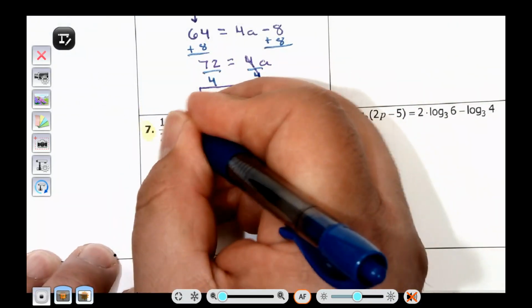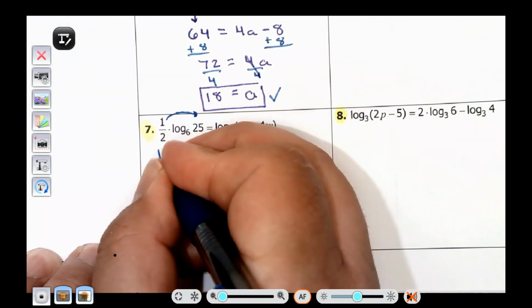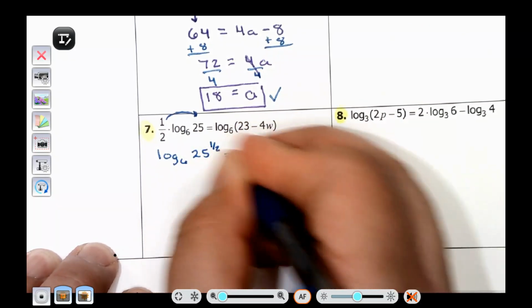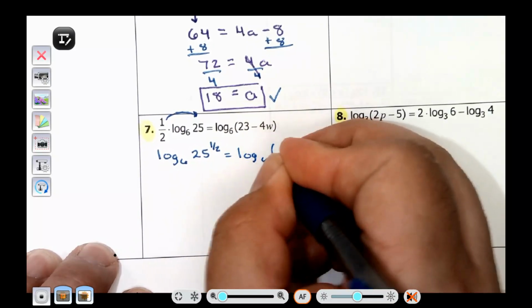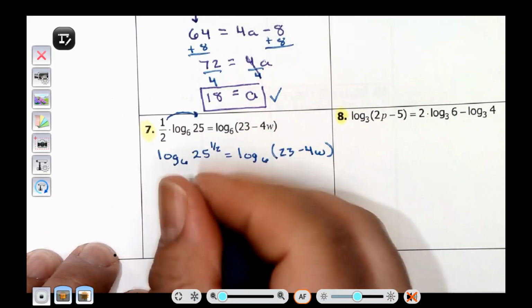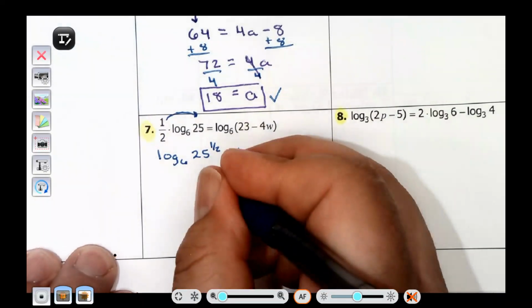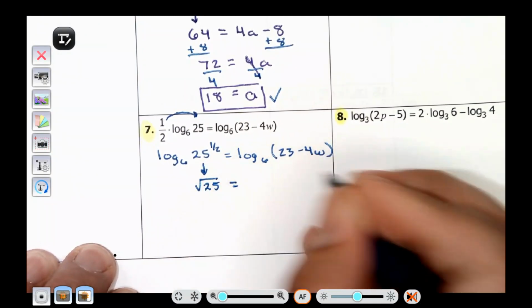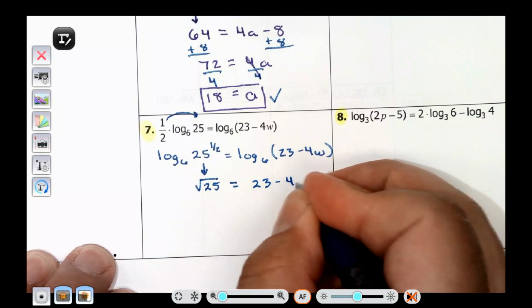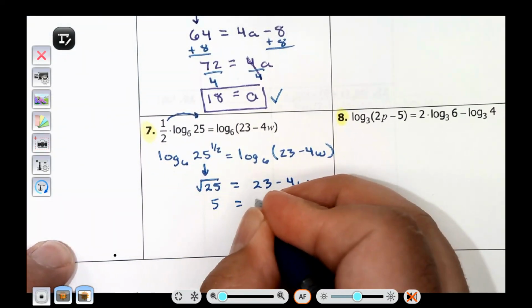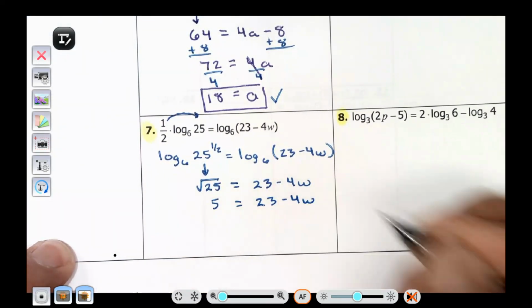Yes, there's a number in the front, so I'm going to send it back up. So it says log base 6 of 25 to the power of 1/2 is equal to log base 6 of 23 minus 4w. Remember, a power of 1/2 means it used to be a radical. So when I bring this down, I'm going to write it as the radical or square root of 25 is equal to 23 minus 4w. Remember, we are allowed to drop those logs already. So when I have this, well, then all I have to do is just take the square root. And just like that, I'm ready to complete the problem.